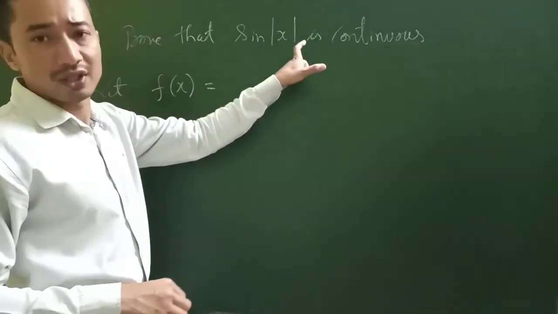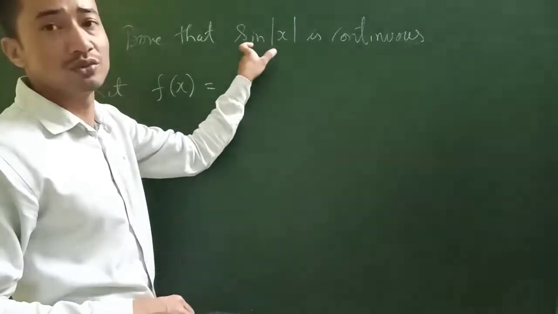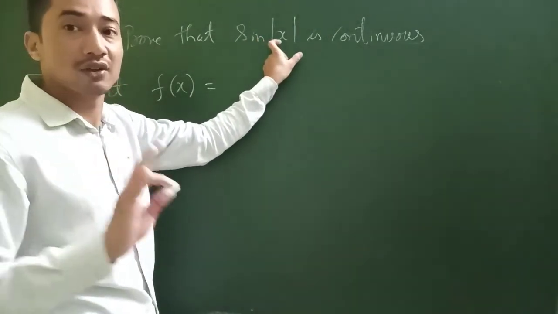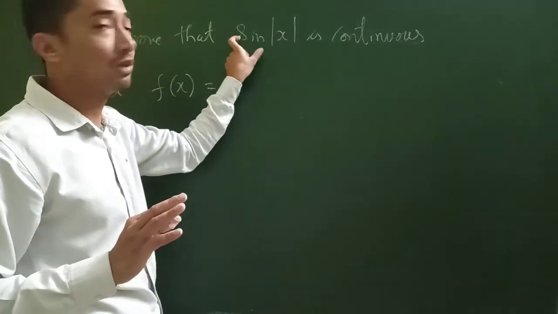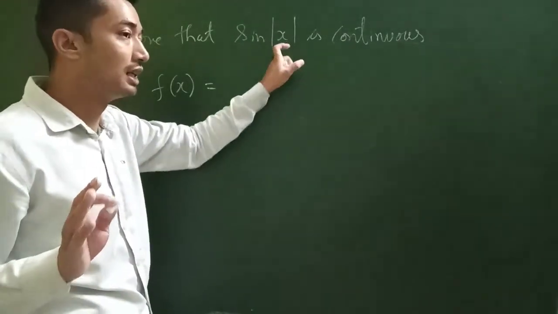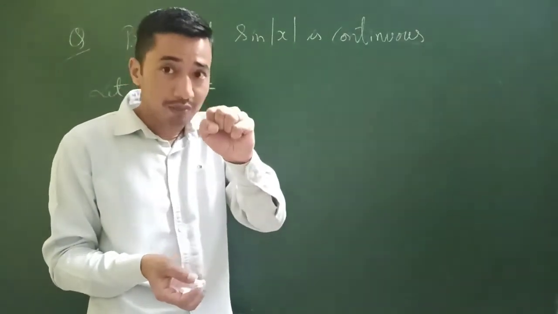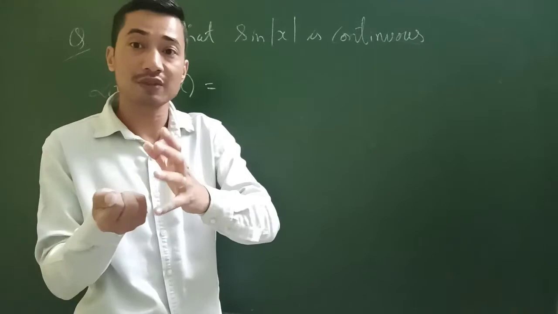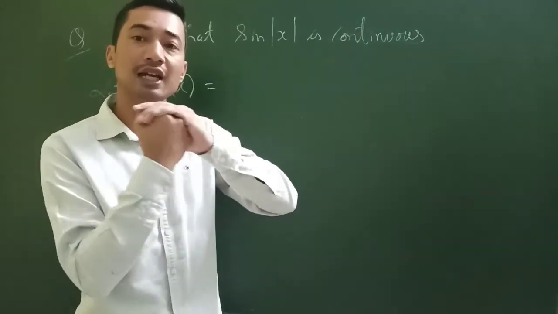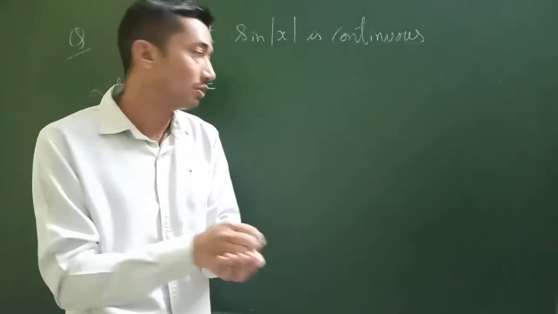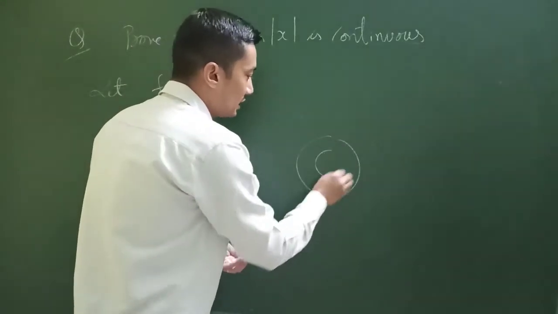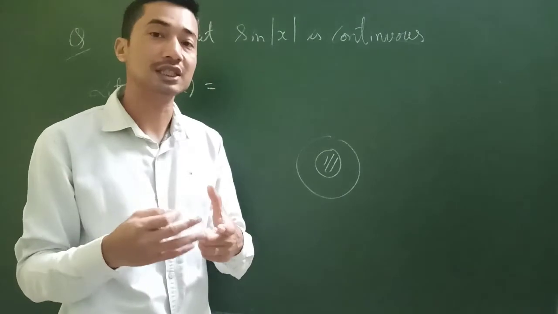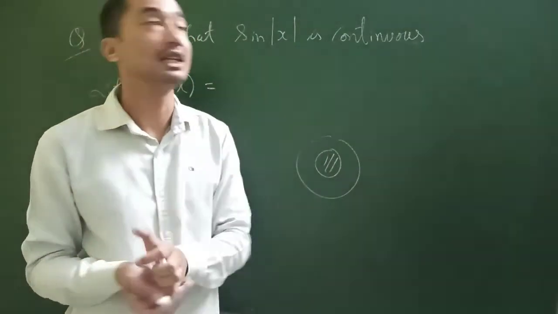This is not a single function, isn't it? This is like a combination of two functions. The sine function is on one side, the modulus function on the other side. So it's like two functions compressed, one function inside the other function. That's what we call a composite function, isn't it? When a function is inside another function, we call that a composite function, like one placed on top of the other.